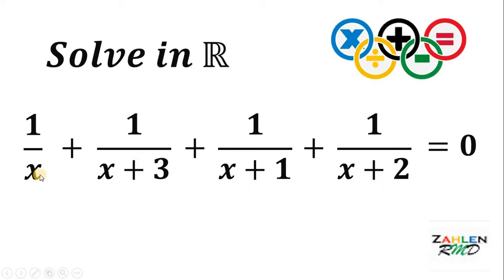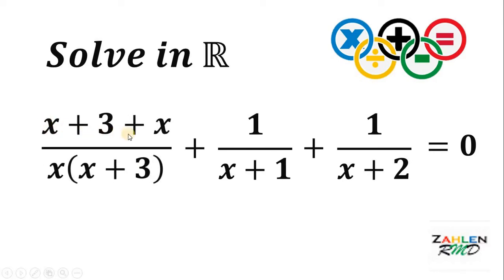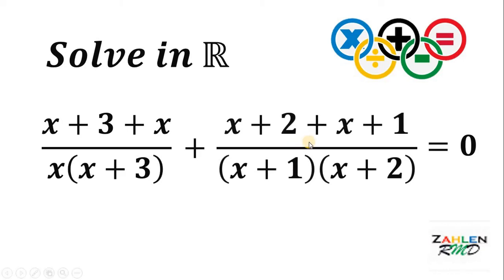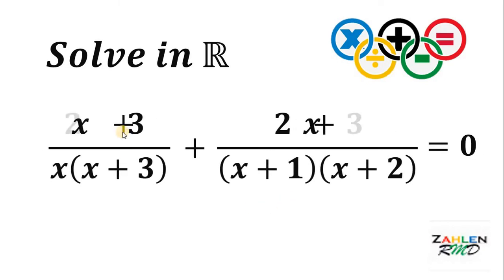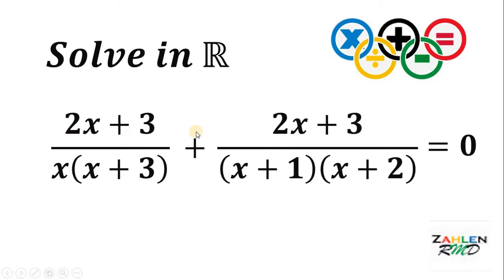Take note that if we combine these two terms, we get x plus 3 plus x all over x times the quantity x plus 3. Now how about the last two terms? If we combine them, we get x plus 2 plus x plus 1 all over x plus 1 times x plus 2. Now notice that if we simplify the numerators of these two terms, we get 2x plus 3.